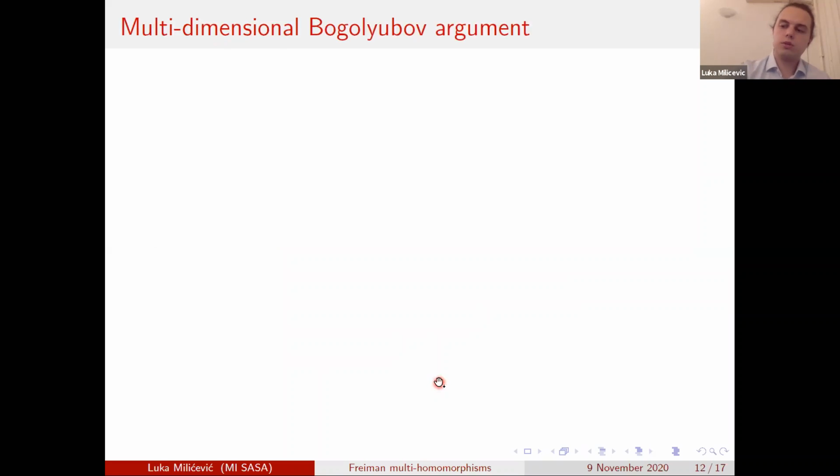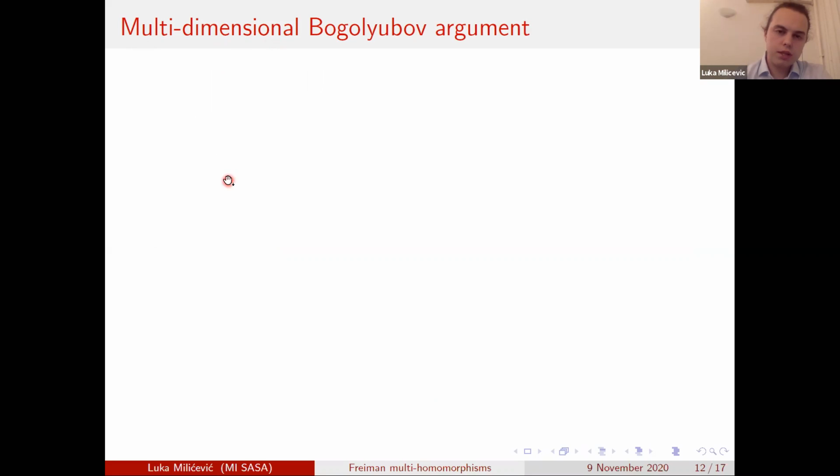All right, so that was the story about uniformity norms. And we have another application which is quite different. It's called the multidimensional Bogolyubov argument.